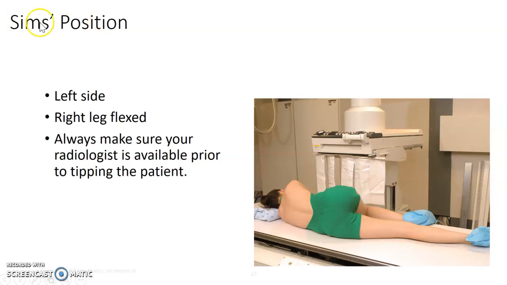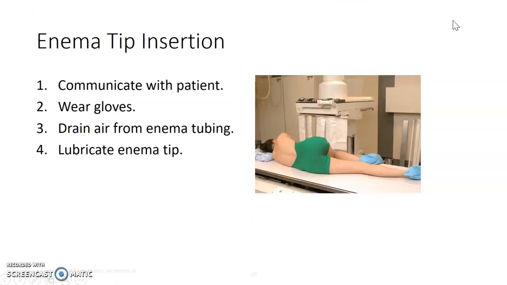So Sims position, make sure you know that position for enema tipping. Enema tip insertion, you want to communicate with the patient. Always wear gloves. Drain air from the enema tubing and lubricate the enema tip. I always tell them it's going to be a cold jelly. Have them take some deep breaths in, blow it out. And you're going to place that tip in their rectum. I always just let them know, you're going to feel my hands before I touch them. I try and keep them as covered as possible. And once the tip is in place, I always cover them up when I go grab the radiologist.